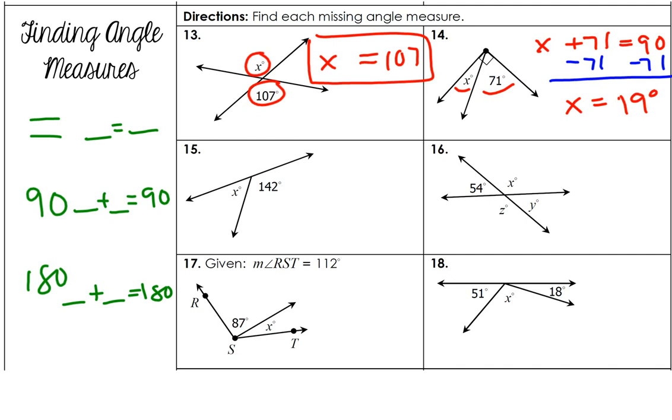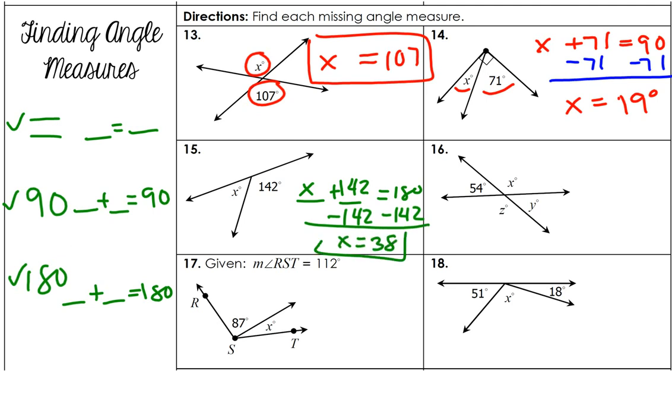Number 15. These two angles are adjacent, but my only choices are equal, complementary, or supplementary. And it looks like when I trace my angles, they both touch the same straight line. And straight line angles have a sum of 180. Again, I put the expression for one of the angles here and the other angle there. So minus 142, minus 142, x is equal to 38 degrees.